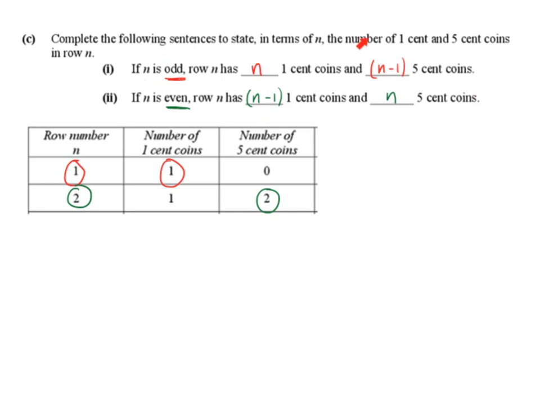So these statements are true for any of the rows that we're talking about. So if the row is odd, let's say, for example, it's the 7th row, which this number 7 is odd, there will be 7 1-cent coins and 7 minus 1, which is 6 5-cent coins. If we're talking about an even row, let's say the 6th row, 6 is an even number, it will have 6 minus 1, which is 5 1-cent coins, and 6 5-cent coins. You can check this for any of the rows and it will work out.